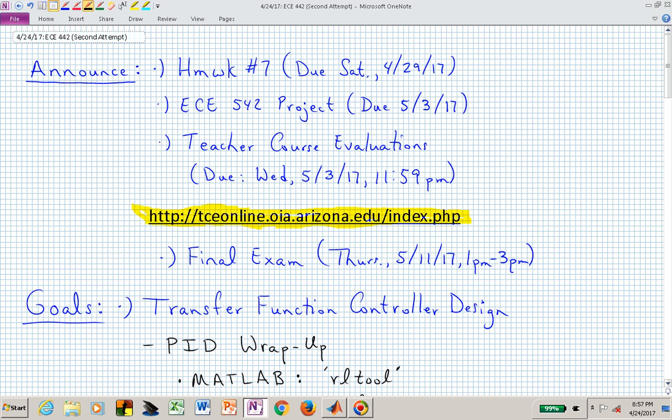The final exam, as a reminder, is on the last day of finals, which is Thursday, the 11th of May, and that will be from 1 to 3 p.m.